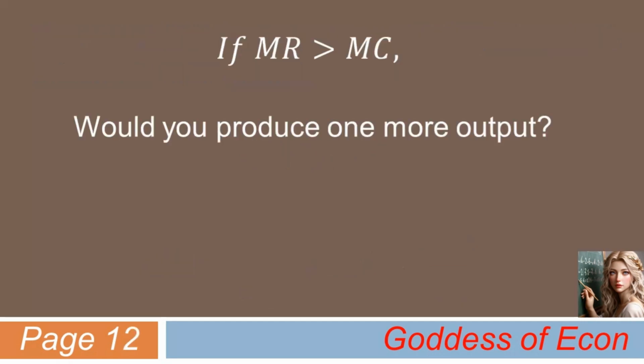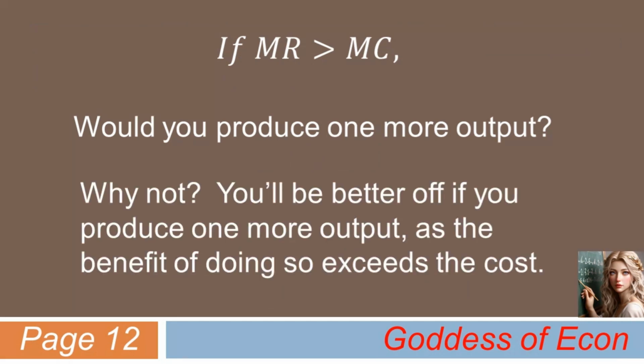If MR is greater than MC, would you produce one more output? Why not? You'll be better off if you produce one more output, as the benefit exceeds the cost. You'd better produce more output than sit down and do nothing.